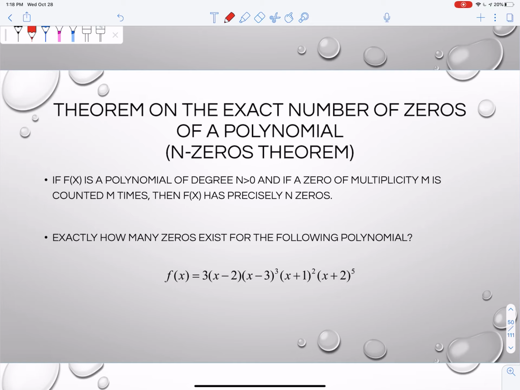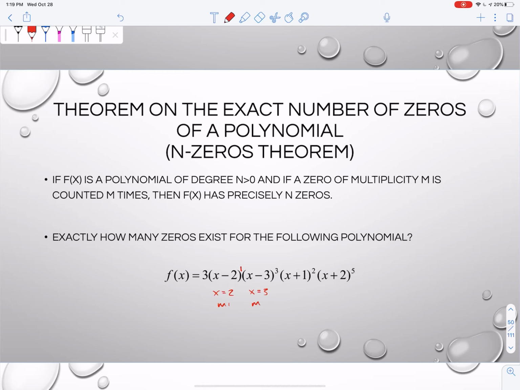All right. So if I look here, remember when we talked earlier, anything without an exponent has a multiplicity of 1. The sum of those multiplicities, because here I'm going to have x equals 2 with a multiplicity of 1, x equals 3 with a multiplicity of 3, x equals -1 with a multiplicity of 2, and x equals -2 with a multiplicity of 5.